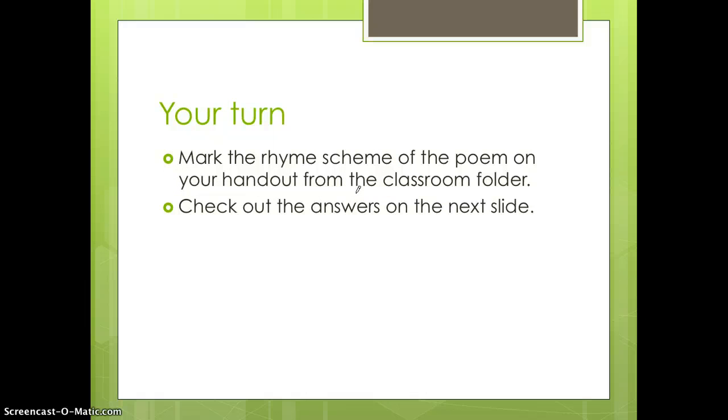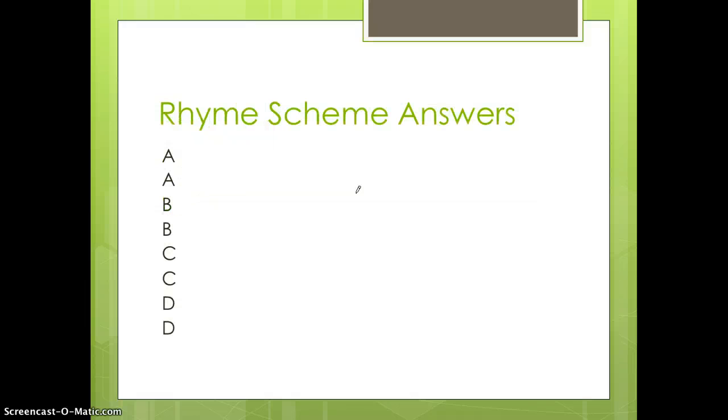Take a minute now and just real quick mark the rhyme scheme of the poem on your handout, again the one you got from your classroom folder. And then once you've got it all filled out, hopefully it'll be pretty easy, you can check and see if you got the right answers. So go do that now. And here are the answers, pretty straightforward, so hopefully you figured that out. So that's how we mark rhyme scheme. You look for the ending words that rhyme.